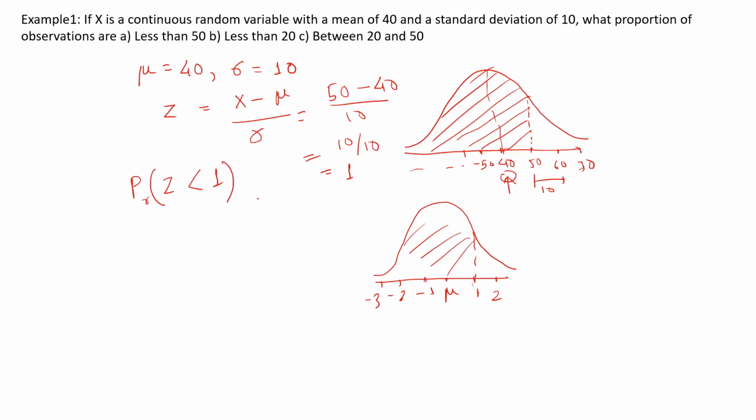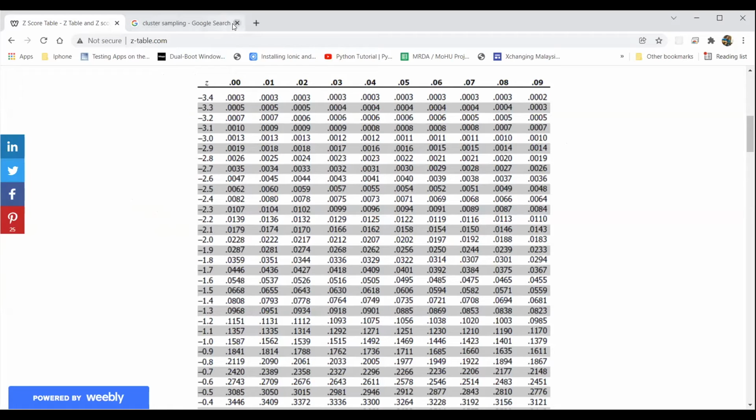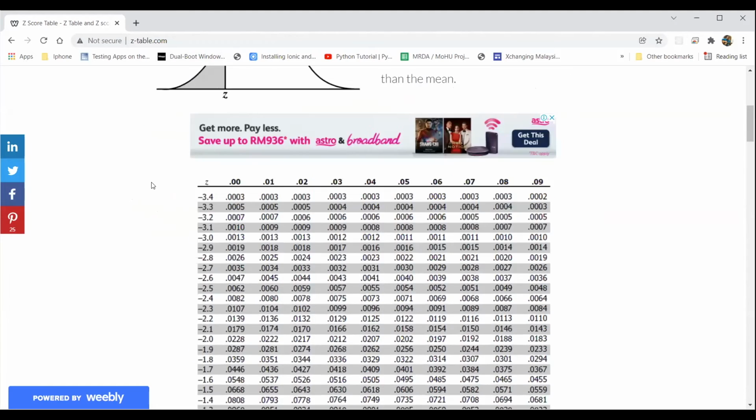And this we can do with the help of the Z table. So we have something called the Z score table. I will show you the table. With the help of this table, we can know what is the area that falls under this particular range. You can search in Google for the Z score table, and there's a website called ztable.com where you will be able to find the Z table.